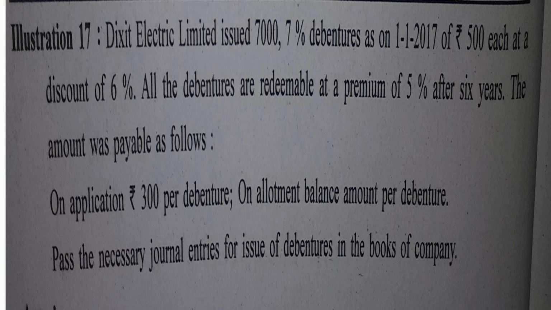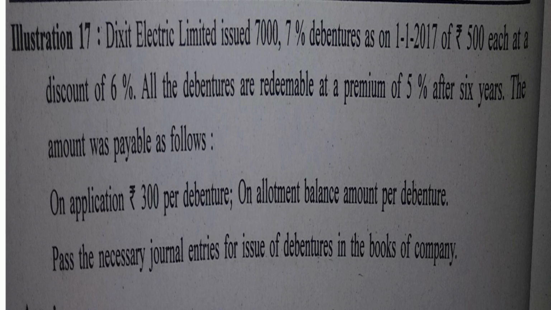Okay, so a debenture of rupees 500 has been issued at a discount of 6%. So face value is 500, amount of discount is rupees 30, redeemable at a premium of 5%. 5% of what? Of face value, 500. 5% of 500 is 25 rupees. So 25 rupees is the amount of premium payable at the time of redemption.